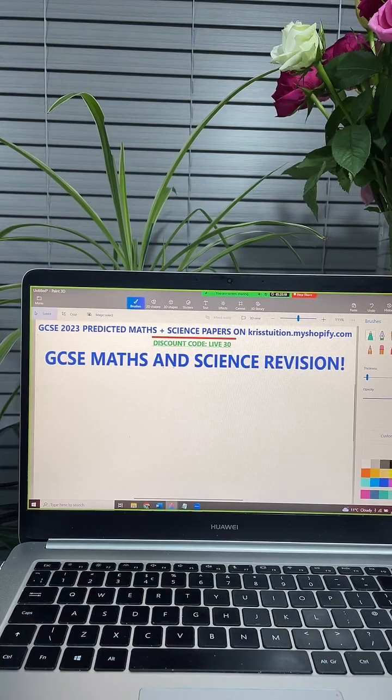Like I said, we are going to continue with our biology revision from earlier. Biology, and we started looking at the heart earlier. So we're going to continue looking at the heart.